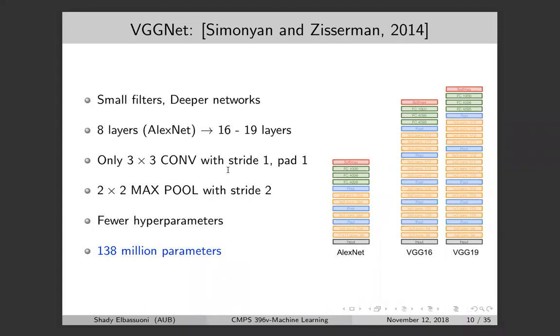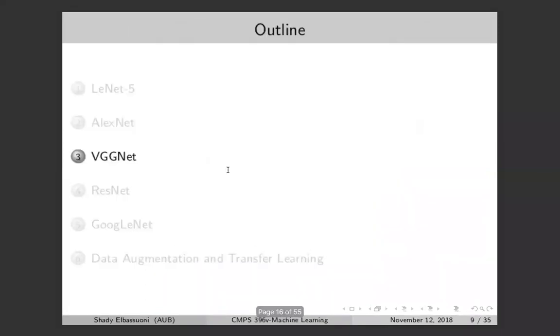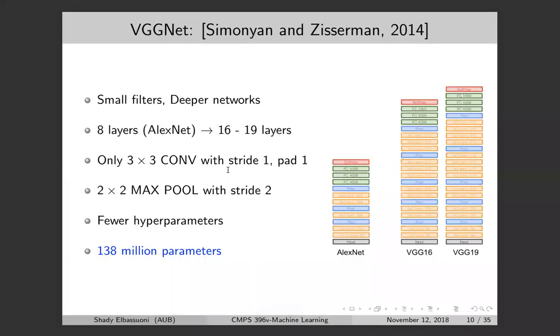But the idea was to use smaller filters. So AlexNet was using relatively large filters. You had 11 by 11 as the first one. You had a stride of 4 and so on. And this one, you have smaller filters. So we're going to use smaller filters, but we're going to create a deeper network.